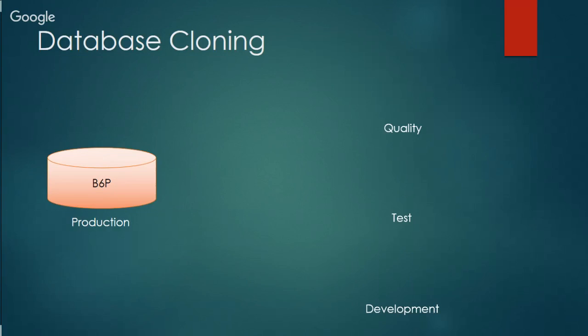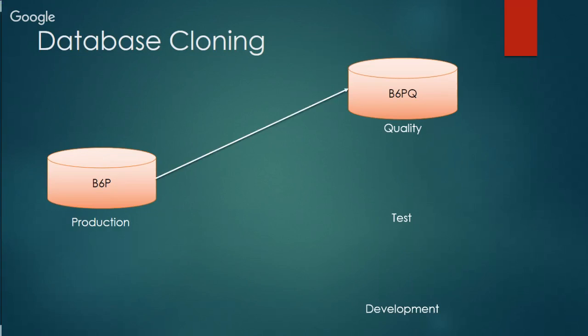Now the quality team says, we want to do some quality testing on the production server. As a DBA, we create a quality database, that is B6PQ. We just have Q at the end to identify it as a quality database. So what we have done here is we literally cloned the production database to B6PQ. Perfect. Now we say, quality team, you proceed with your database. You don't have to worry about your data, and don't come back to us. You have your own dedicated database to perform your quality test, right?